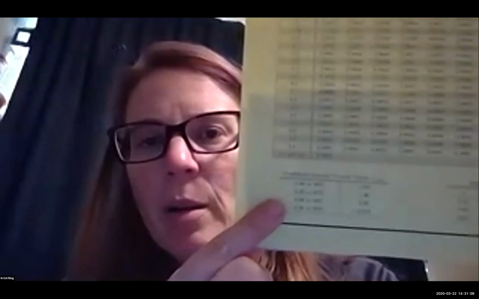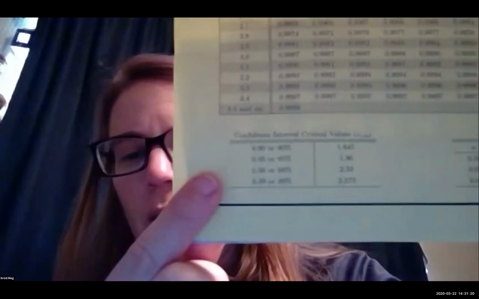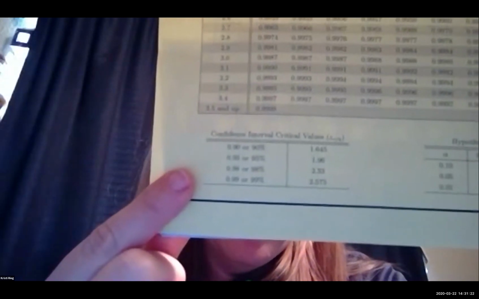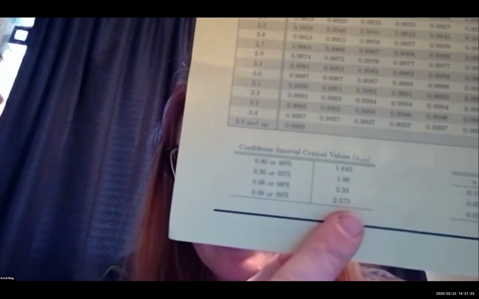But if you look right here in the bottom right hand corner, and it doesn't matter, or I guess that's the bottom left, it doesn't matter which side of the paper you look at, they both have this, and it says confidence intervals, critical values, z of alpha over 2, and it gives the 4 most common confidence intervals, the 90%, 95%, 98%, and 99%, and then the z scores associated with those common confidence intervals.